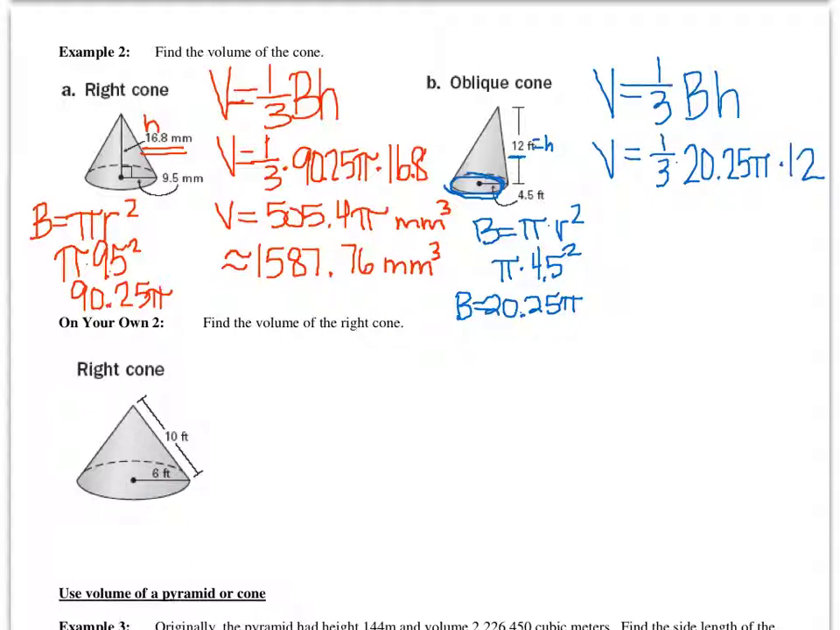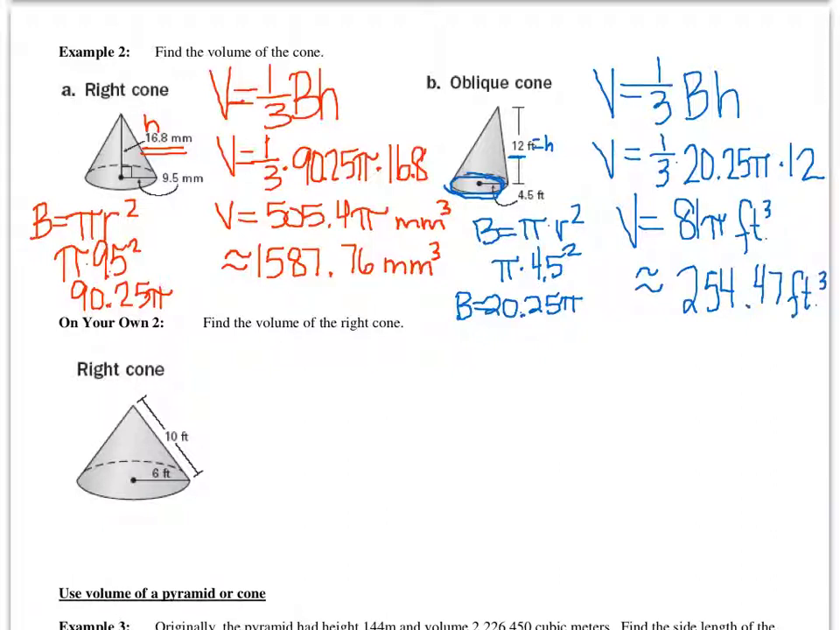So if you simplify that, 1/3 times 20 and 25/100 times 12 gives you 81. And then we still put our pi on there. So my volume exactly is 81 pi, and that would be feet cubed, or cubic feet. And if you want to find your rounded value, do 81 times pi, and that would be 254 and 47/100, and my unit is still feet cubed.